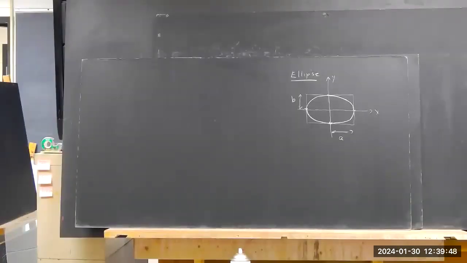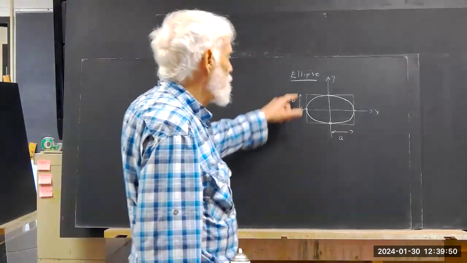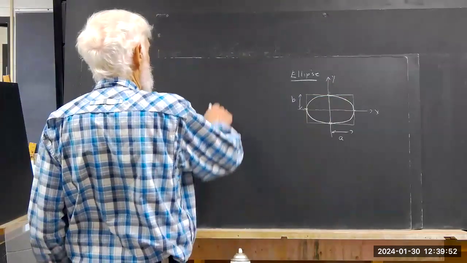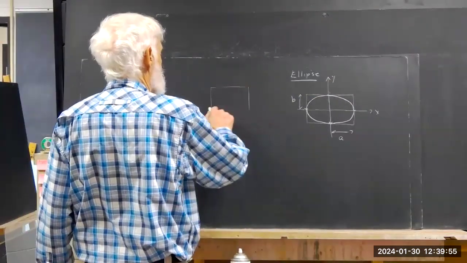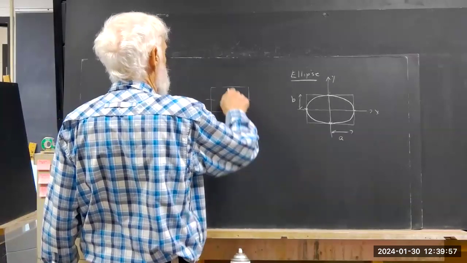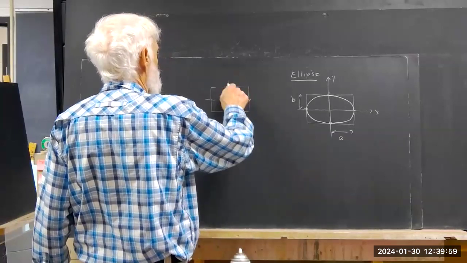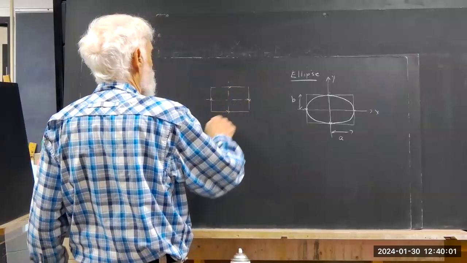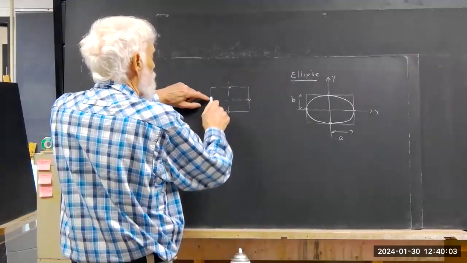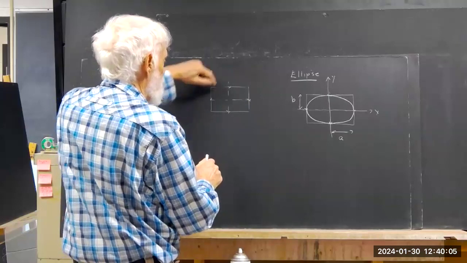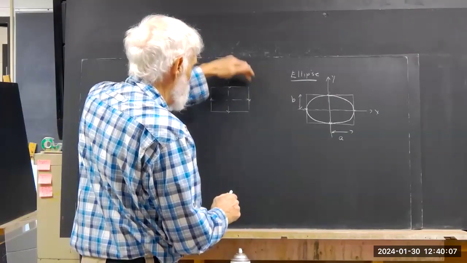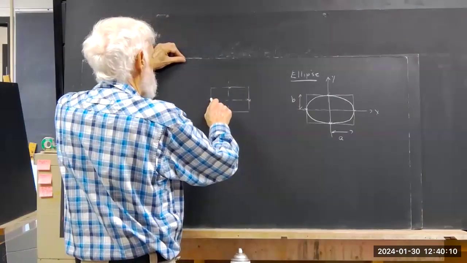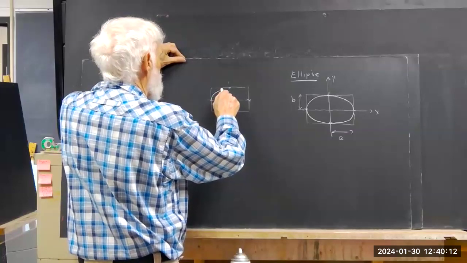Okay, now I just constructed the ellipse. I started with the rectangle. It looks like this. Cut the rectangle in half horizontally and vertically. I marked points here, here, here, and here, and I sketched tangent to this line at this point, tangent to this line at this point, etc. And I got something that looked kind of like this.